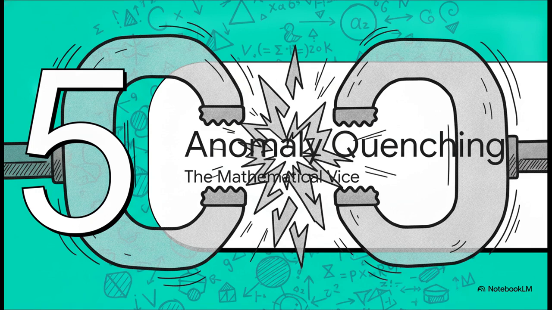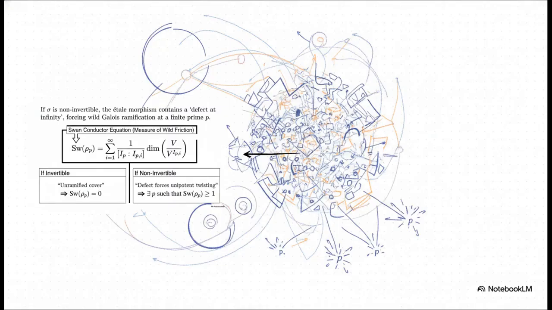Which leads us to our final detective act. Chapter 5, Assembly and Anomaly Quenching. It's time to construct a mathematical vice to utterly crush any hypothetical anomalies. So, the crucial point is how we actually measure that potential wild ramification. We use the Swan conductor equation, which serves as a sort of structural stress test. It's quite literally a mathematical measure of wild arithmetic friction.